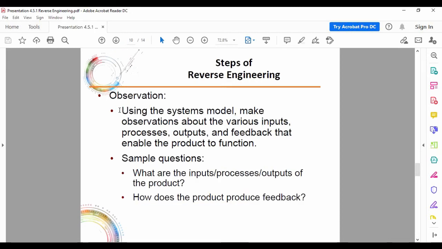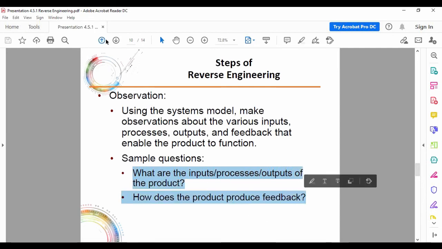Observations. Using the systems model, make observations about the various inputs, processes, outputs, and feedback that enable the product to function. Again, other questions you may be asking yourself are: what are the inputs? What are the processes? What are the outputs of this product? And then how does this product produce feedback? I know we covered what those are very minimally, but I do just want to point out, you can see how this stuff kind of starts to come into play in the future.